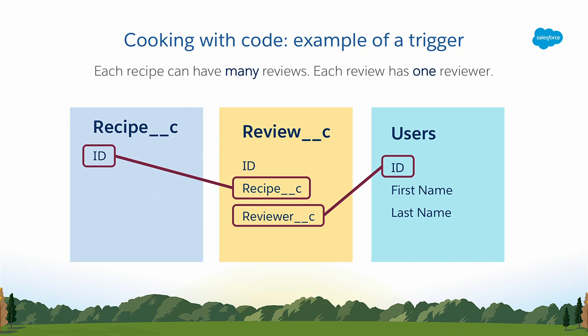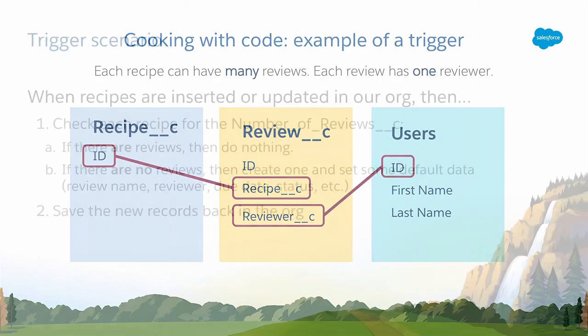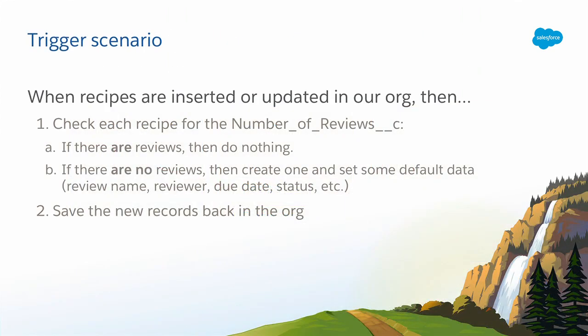So I have a custom app, and it has two custom objects in it. One is a recipe object, and the recipes each can have multiple reviews. And that review has a single reviewer that is tied to the user's object. So that's the setup. So what do I want this trigger to do?